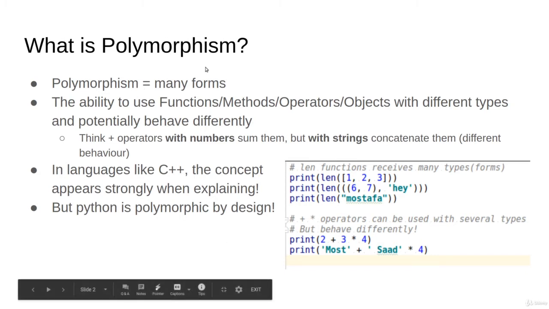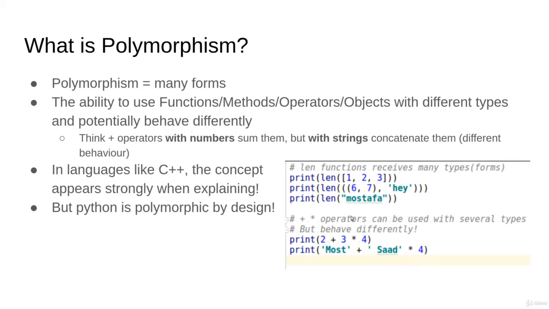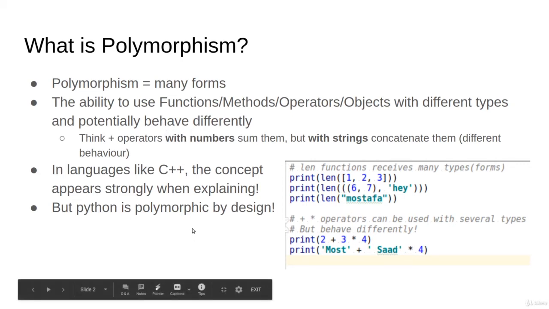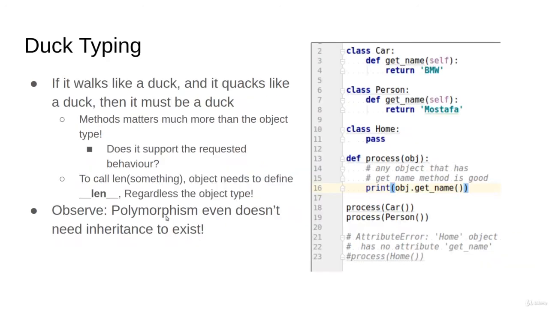So again, polymorphism means many forms. As you see, different types of things can behave in a different way while being sent to the same functions. Let's try to administrate that more. But let's first learn about the duck typing thing. I would like you to take a minute to read this code and think, what does it mean?